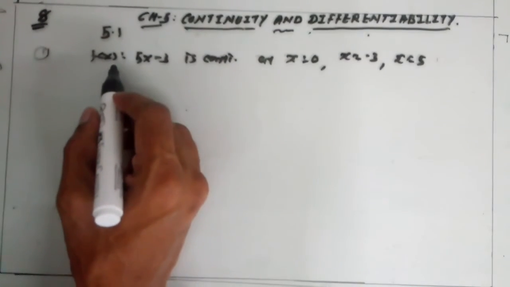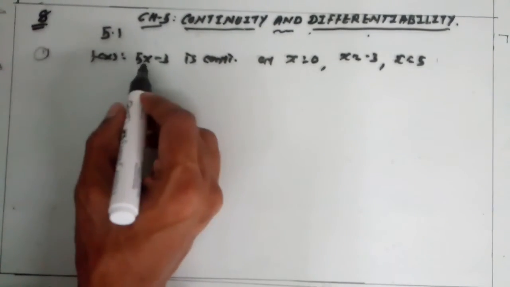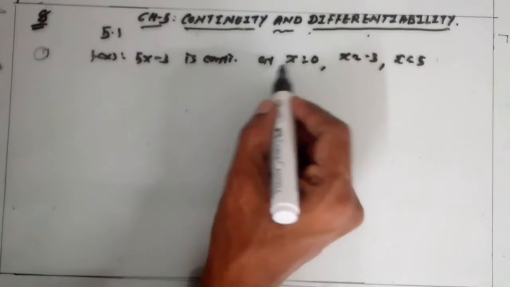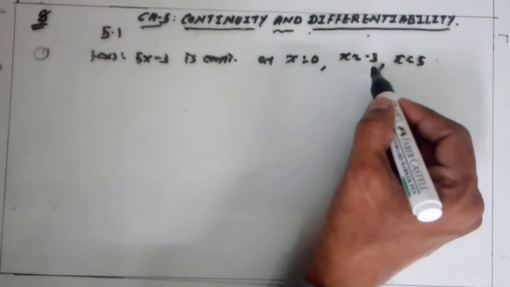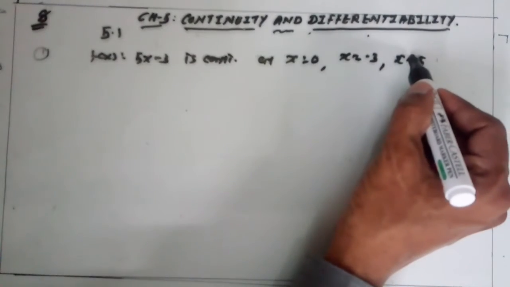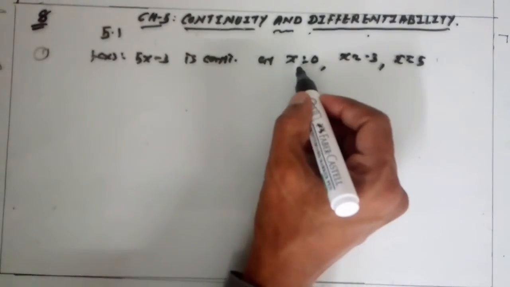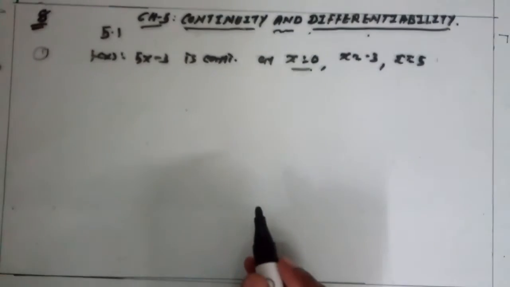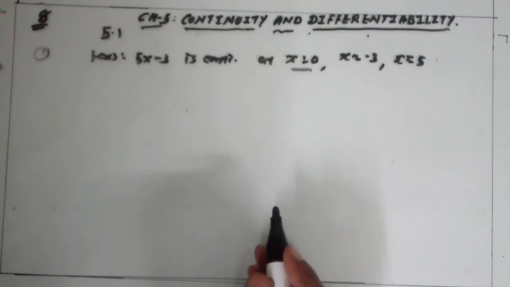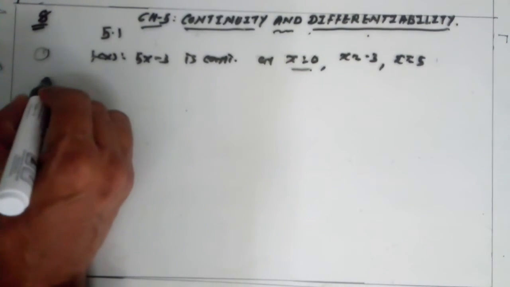Prove that f(x) = 5x - 3 is continuous at x = 0, x = -3 and x = 5. First we discuss continuity at x = 0. We know how to prove this.